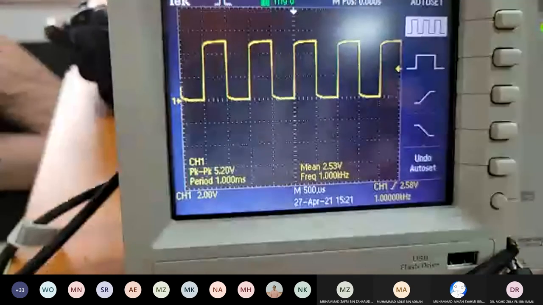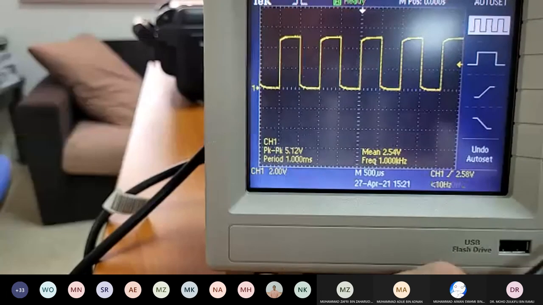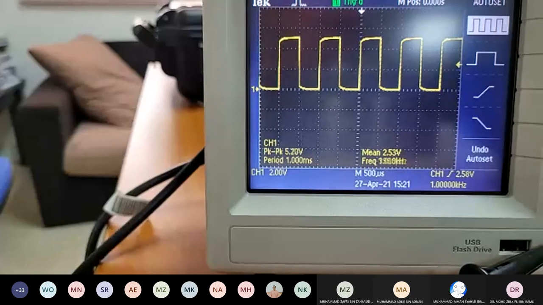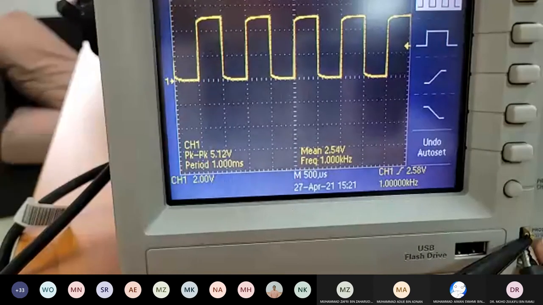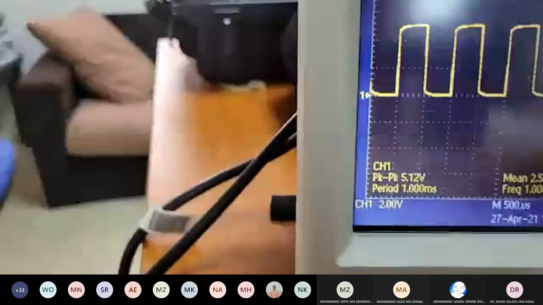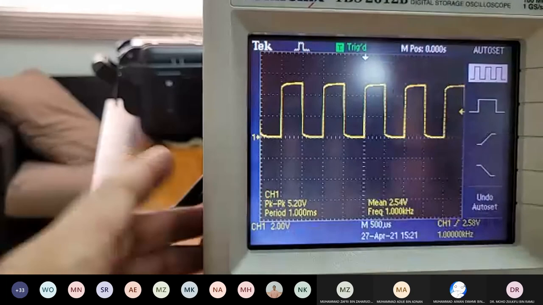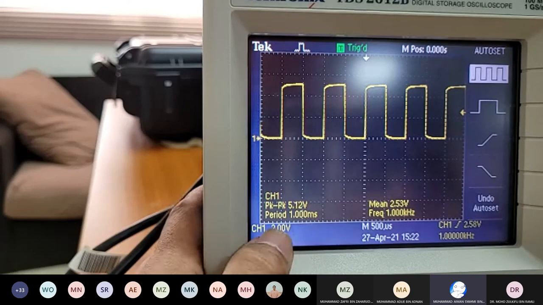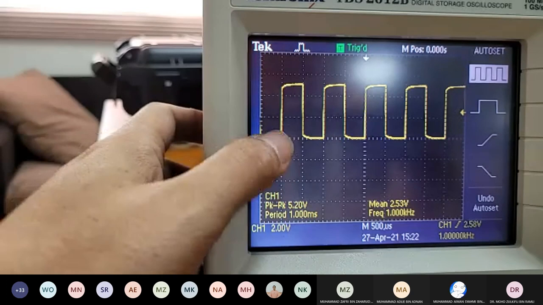So ini saya display the test signal. Dia ambil kat sini, the test signal from the oscilloscope. So the value is 5 volt, 1 kilohertz. So if you can see, ini from the oscilloscope, nampak ni 2 volt. So this is for channel 1 volt division.